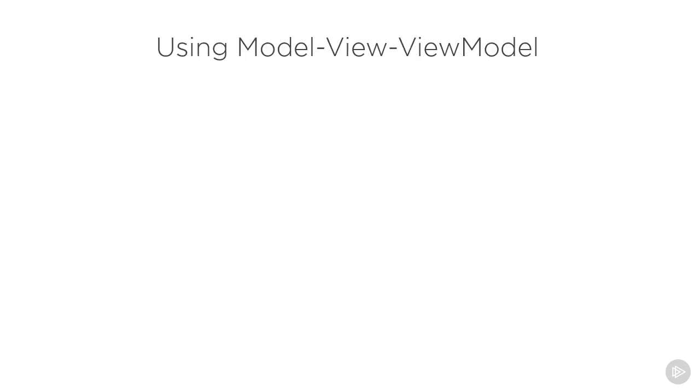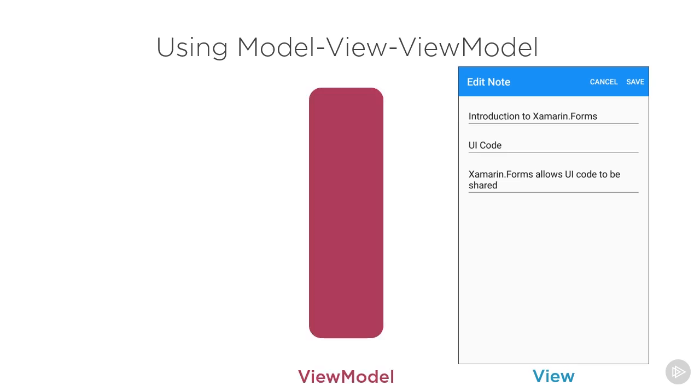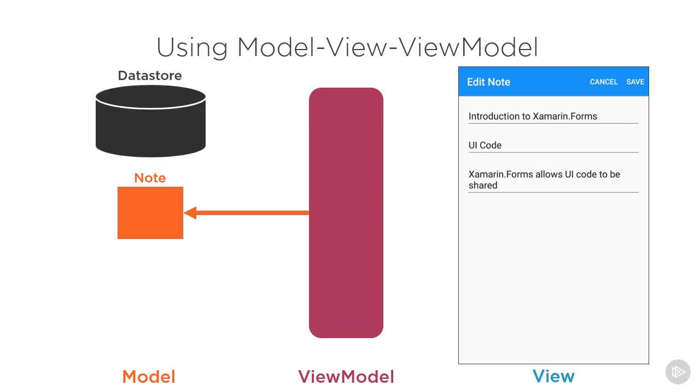So let's see what this looks like in our application. So we have our item detail page, and in the Model-View-ViewModel architecture, that page serves as our view. We're going to have our view model, which is the intermediary. Then we have our data, which is the model. So in this architecture, that reference to our model, in this case the note, will be held by the view model. When it comes to accessing data from the data store, that'll also be handled by our view model.